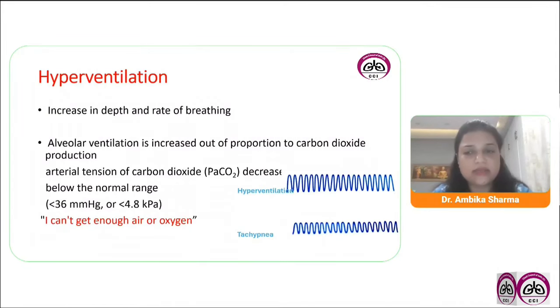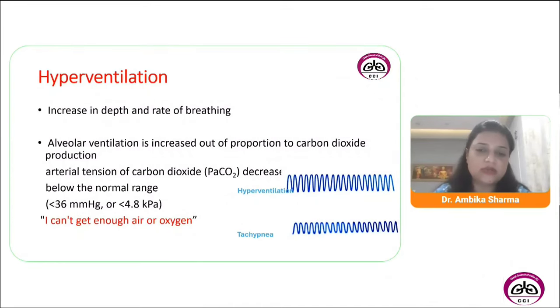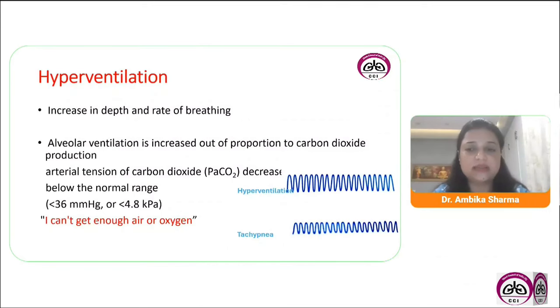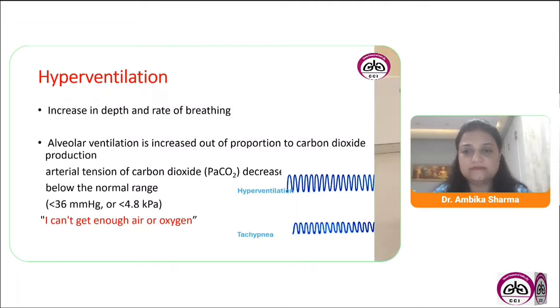So here is a diagrammatic representation of hyperventilation. I have put a picture of tachypnea also here because, as I mentioned, tachypnea is just an increase in rate. Look at the amplitude of the graph, each of these mountains here. They look smaller than the graphical representation of hyperventilation.